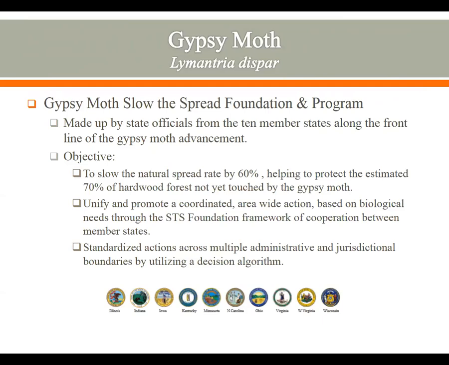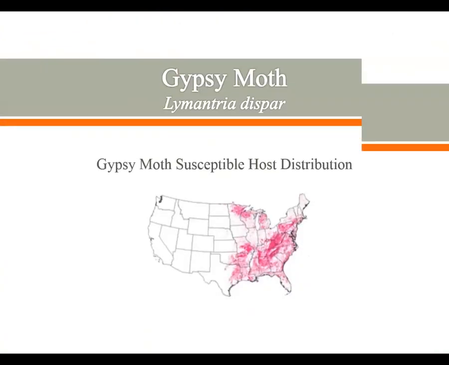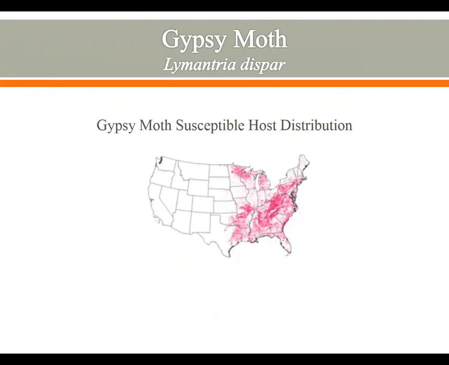So we tried to make our steps even across, and it has worked out. And we utilize a decision algorithm that was developed and is currently located at Virginia Tech University to help facilitate that. Here is the susceptible host distribution of the hardwoods that gypsy moth would affect. As you see, if you can visualize the barrier line that we have, a lot of area has not been touched, that 70% that we talked about earlier.